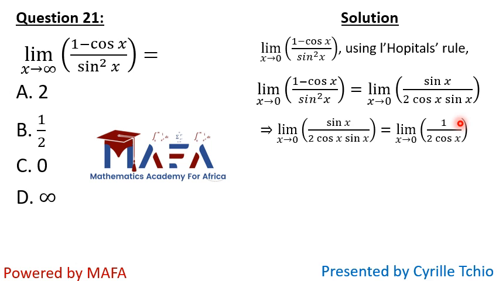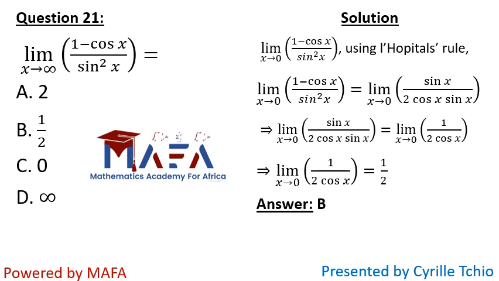That's just simple. So we have the limit as x tends to 0 of sine x all over 2 cos x sine x is equal to the limit as x tends to 0, the sine x is just going to cancel each other. You have 1 over 2 cos x. But from here you just use direct substitution, you have 1 over 2 cos 0, which is 1 over 2, that's just 1 over 2.